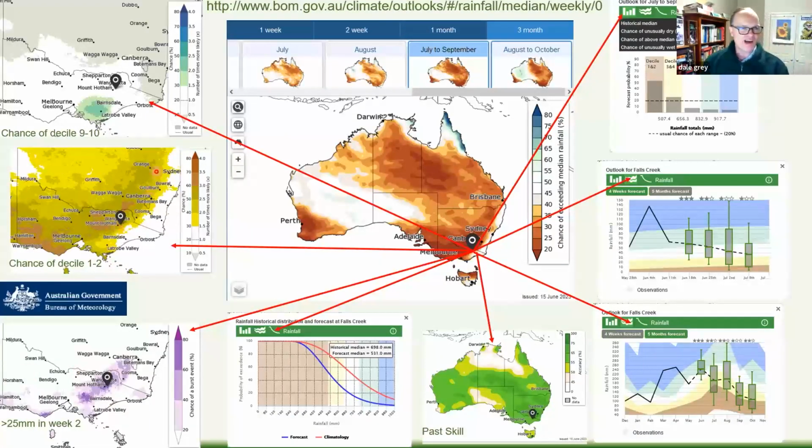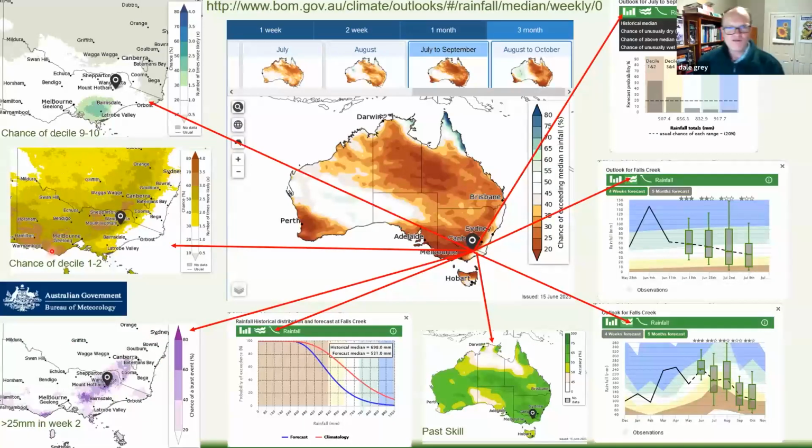This is just a map showing the chance of getting decile 1 to 2 spatially across Australia or just Victoria. This is the chance of getting decile 9, 10. And I think that forecast is for next week. Actually, it's not next week, it's this week. There's a chance that West Gippsland is in the money for higher probability of wet rainfall, decile 9, 10. So all this stuff's now available.